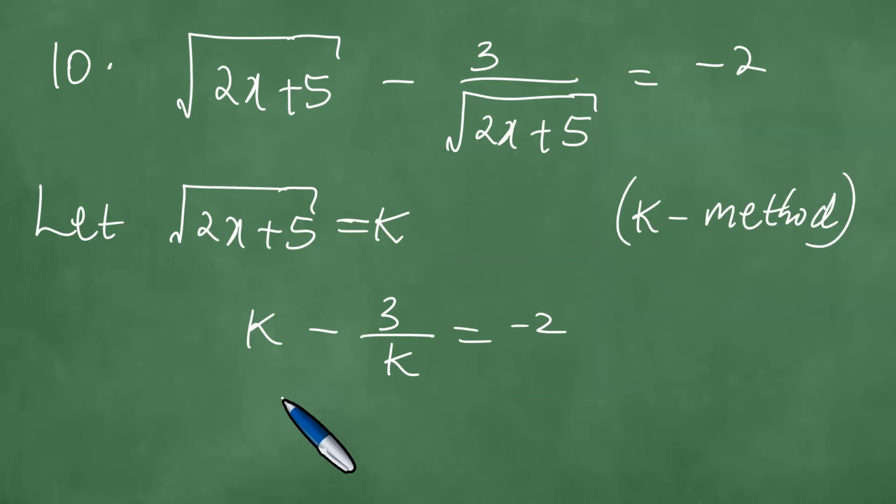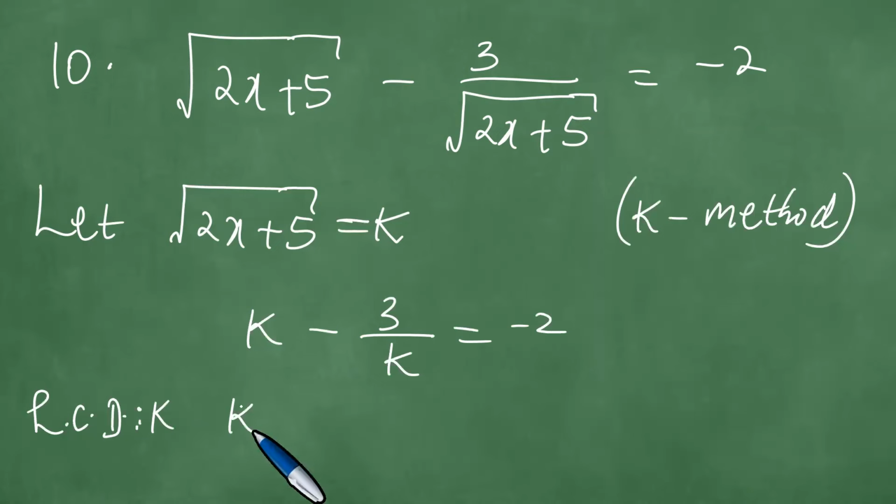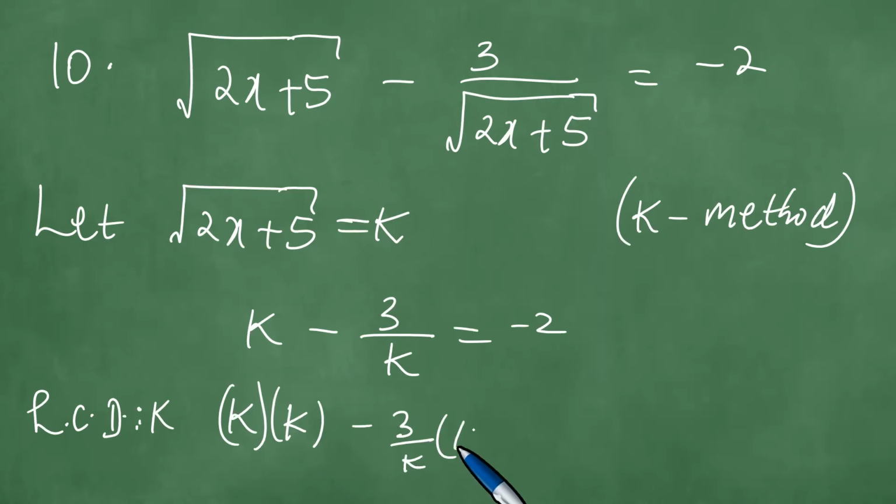The next thing now is to say at this point, if you have this, you multiply it through by k. We consider the lowest common denominator, the LCD, and the LCD is only k. And if we do that, you multiply k by k minus 3 over k, you multiply by k, but also you have minus 2k.